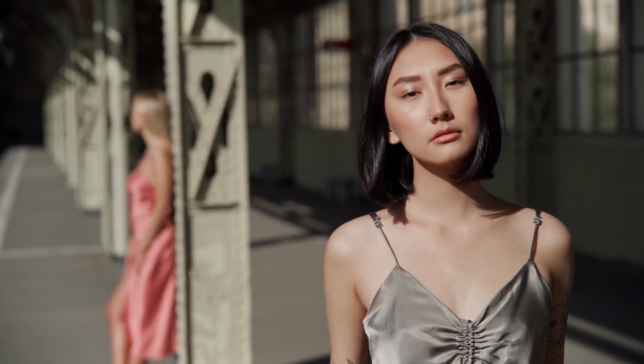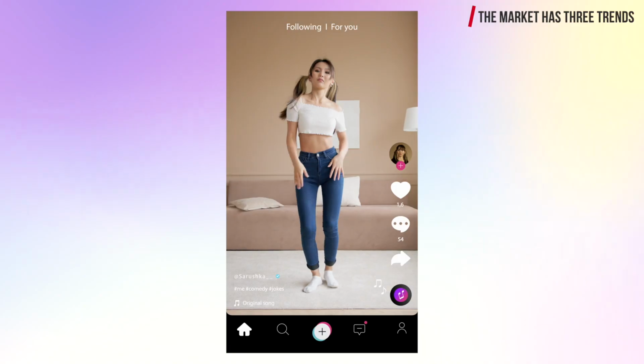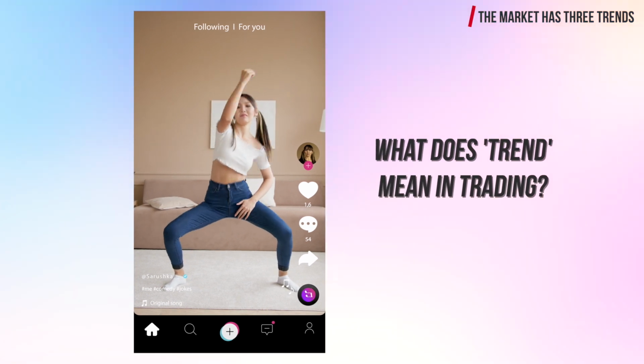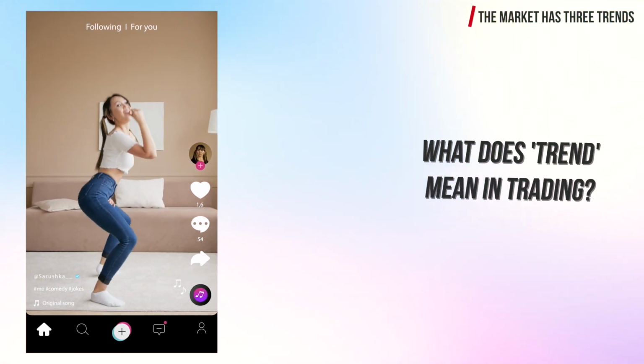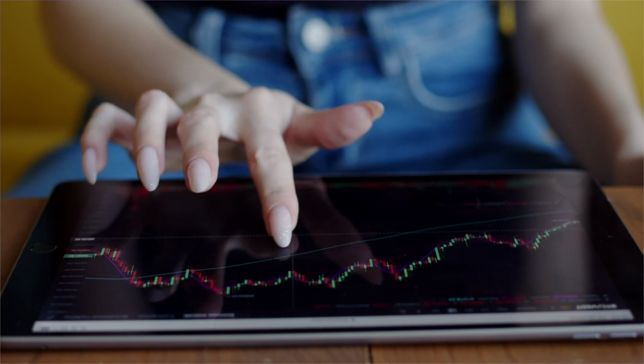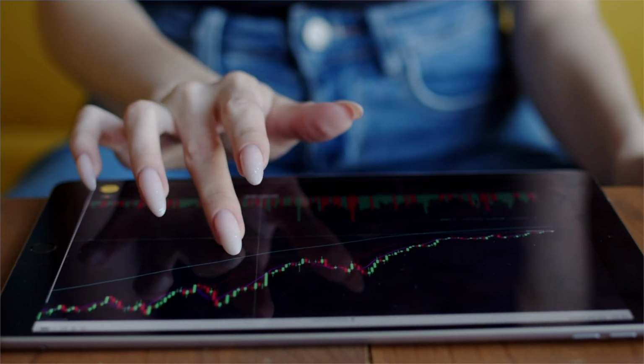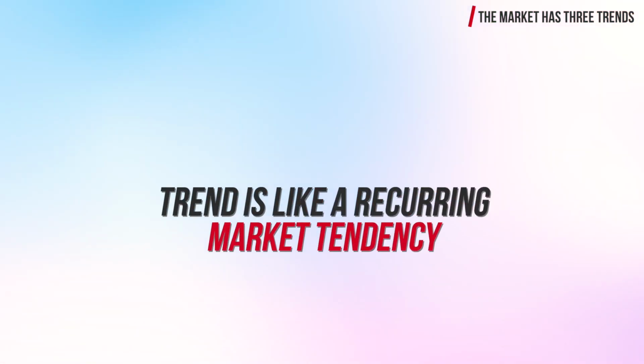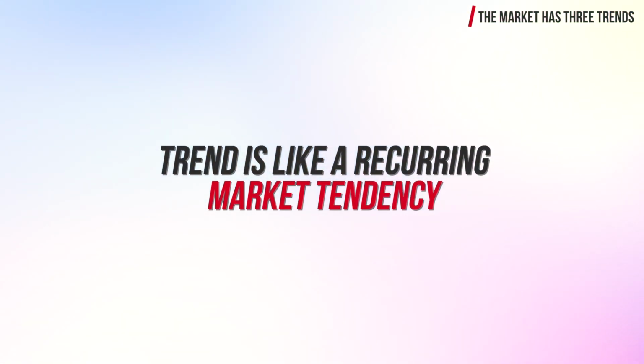We're usually familiar with trends in the world of fashion or social media, but what does trend mean in trading? Pretty much the same thing. Except that instead of a trending TikTok video or a trending handbag, we're talking about a trending market. And no, it doesn't only relate to a specific asset that is currently trending. In technical analysis, a trend is like a recurring market tendency.